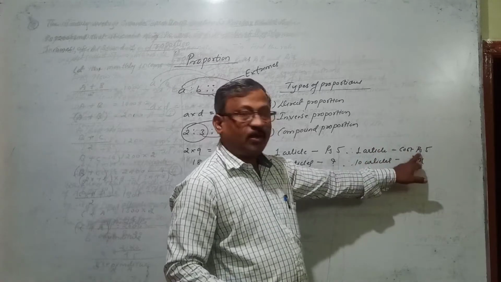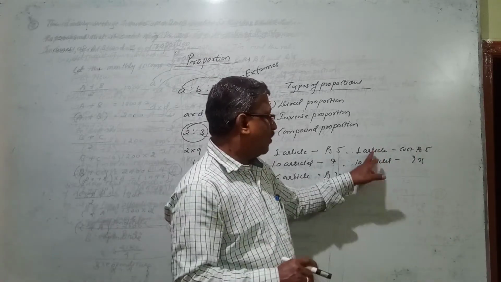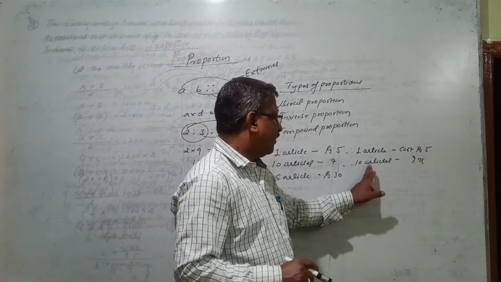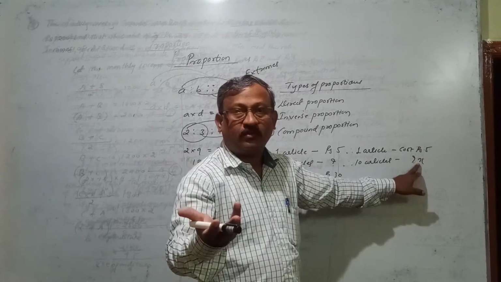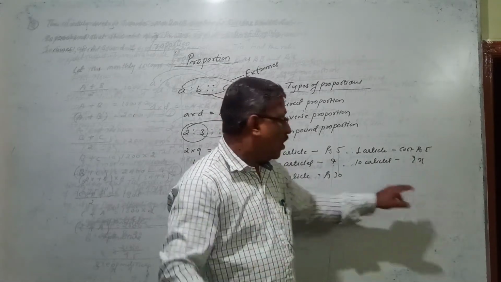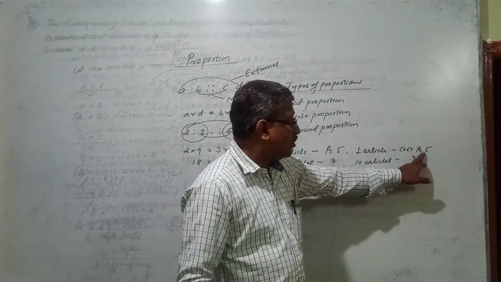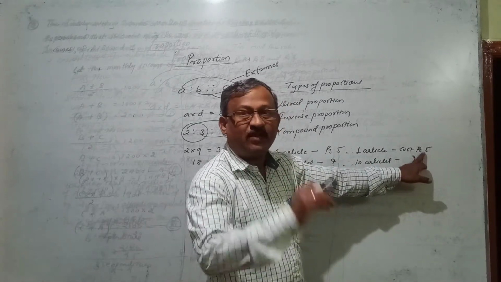One article costs me how many rupees? 5 rupees. So if one article costs me 5 rupees, then 10 articles will cost you how much? More or less? What will be the cost of 10 articles? More than 5 rupees or less than 5 rupees?